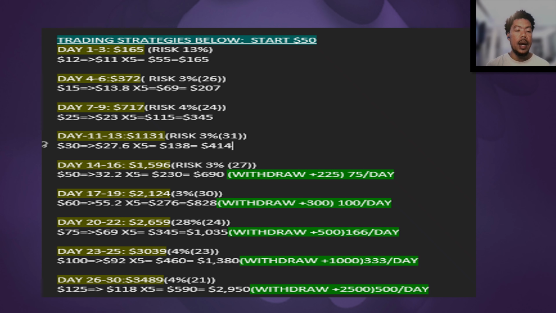All right. Day 4 to 6, instead of starting at 12, you're now at 15, which yields $13 and some change. Gets you $69 a day. At the end of the 3 days, you should be at 207. The 372 would be the total that you have. So if you see day 4 to 6 at the equals, that should be your actual account size. Those other numbers are more so for myself.